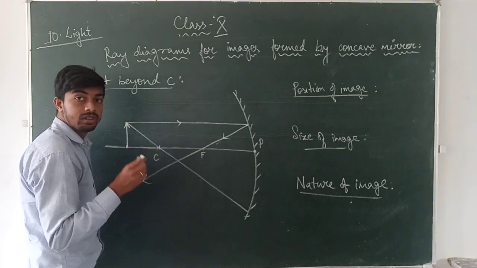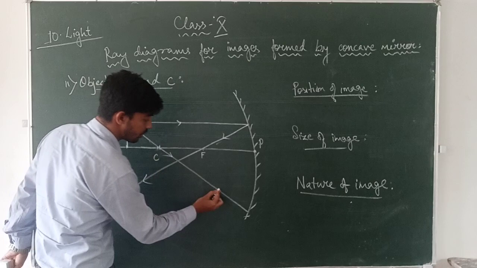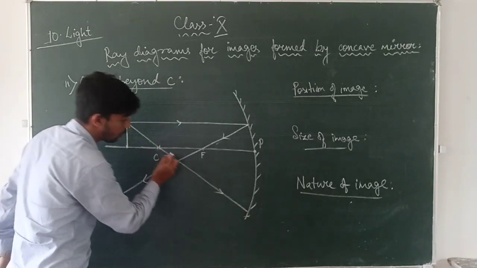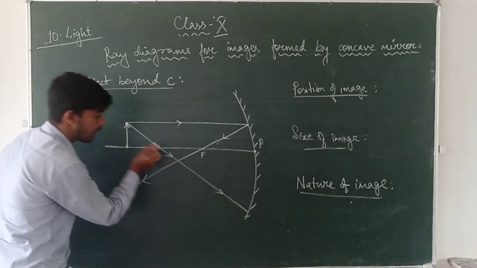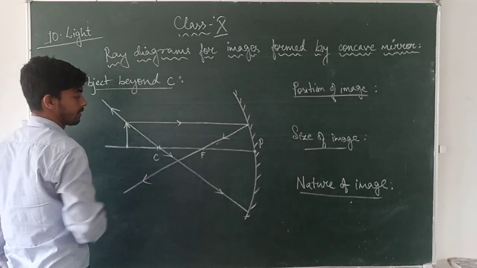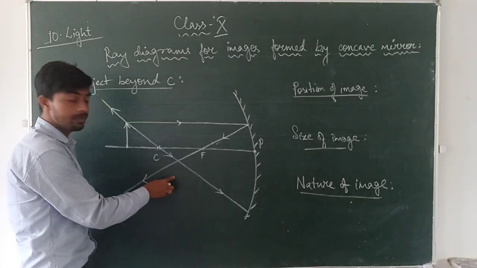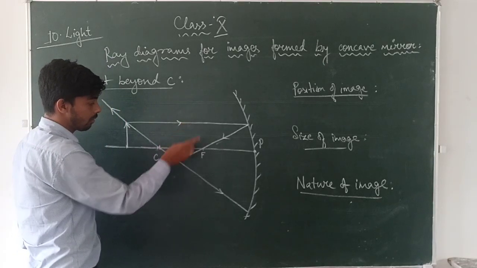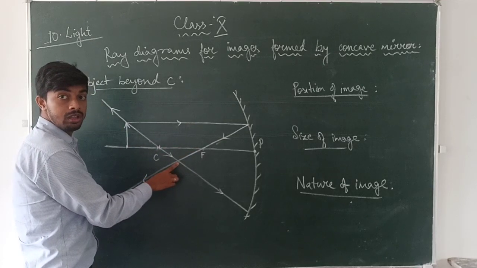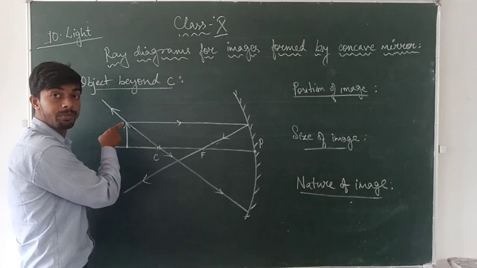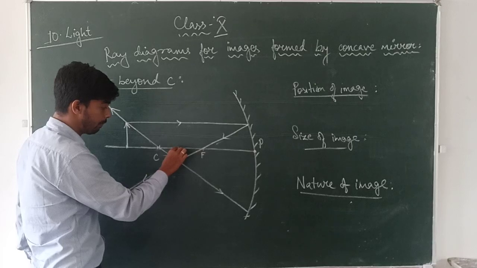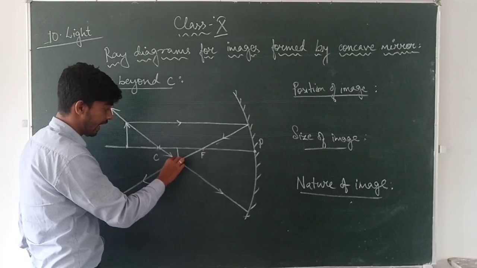Now we know the ray which goes to the center of curvature after reflection will come back in the same path. So the ray will go like this, hit the mirror and will come back in the same path, and the ray will go away like this. So in this case you see both the rays, the upper and the second ray, are meeting at this point. Now if we consider here, the rays were taken from the tip of the object and they are meeting here. So our image will be upside down like this.